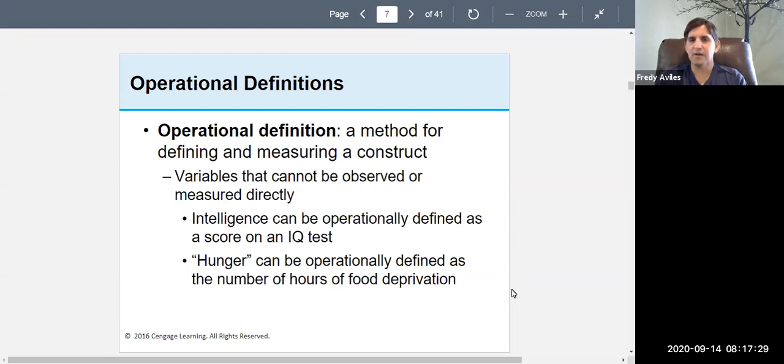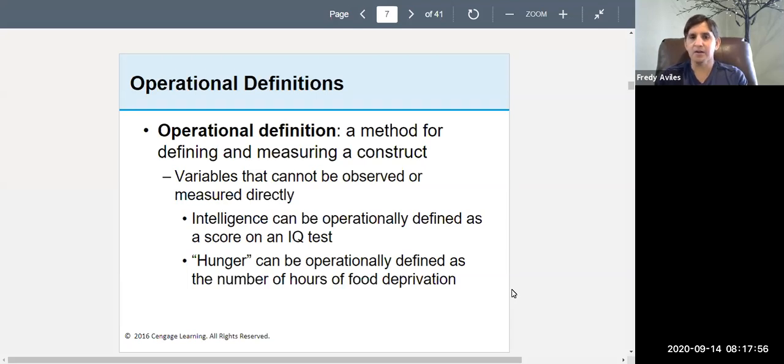So if we're talking about an operational definition, defining intelligence in a way which allows us to measure it, then one way we can define intelligence is your score on an IQ test. You can take an IQ test, right? And then your score is basically a measure of your intelligence. Okay? So the score is the operational definition of intelligence.